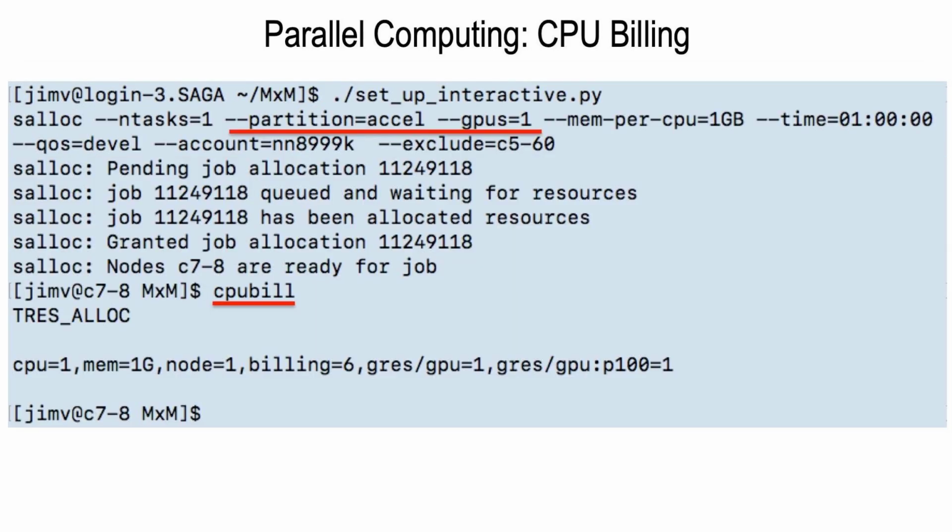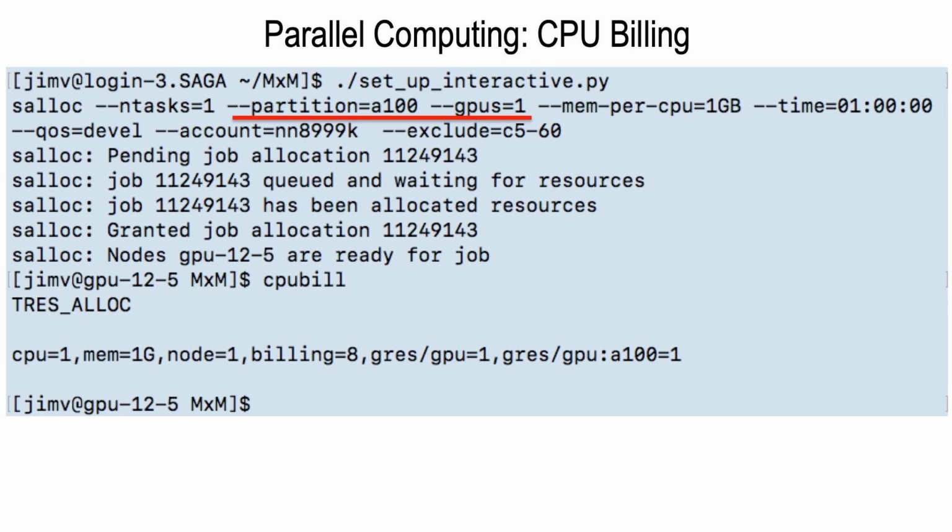Let's request 1 GPU with 1 GB of memory on the Accel nodes, and then utilize our new alias cpu-bill. Currently, the billing factor is 6, signifying that the CPU time is 6 times longer than the wall time when asking for 1 GPU on the Accel nodes. Let's request 1 GPU on the A100 nodes using 1 GB of memory. Now the billing factor is 8, signifying that the CPU time is 8 times longer than the wall time when requesting 1 GPU on the A100 nodes.